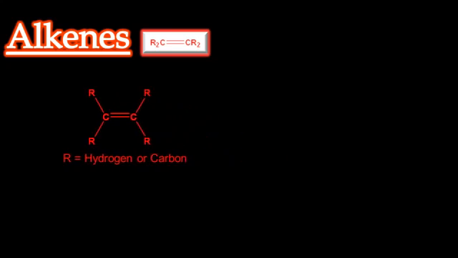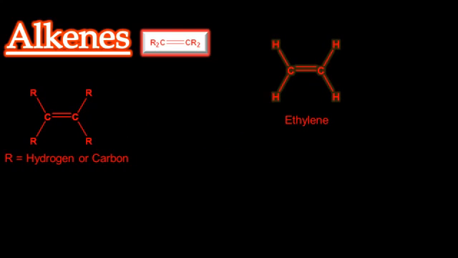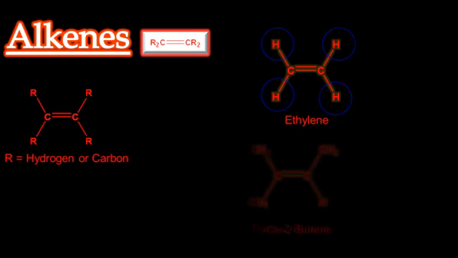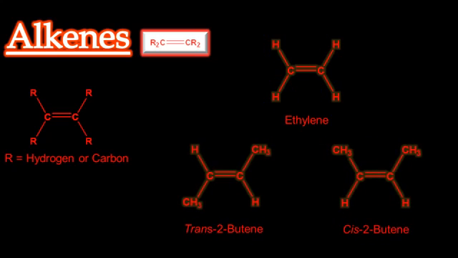The simplest of alkenes is ethylene. Ethylene features four hydrogens surrounding two carbons that have a double bond between them. An additional example of an alkene is butene. Notice that butene features four carbons, two of which are terminal methyl groups. Because of the double bond, the two halves joined by the double bond cannot rotate with respect to each other. Thus, butene exists in two different forms, each requiring their own name, either trans-2-butene or cis-2-butene.